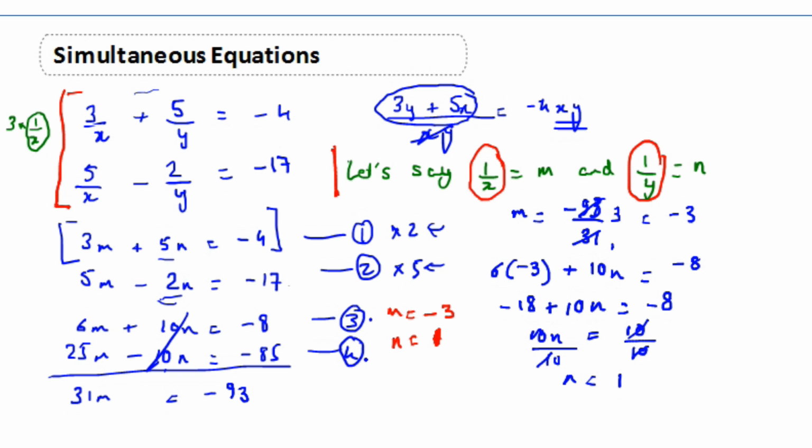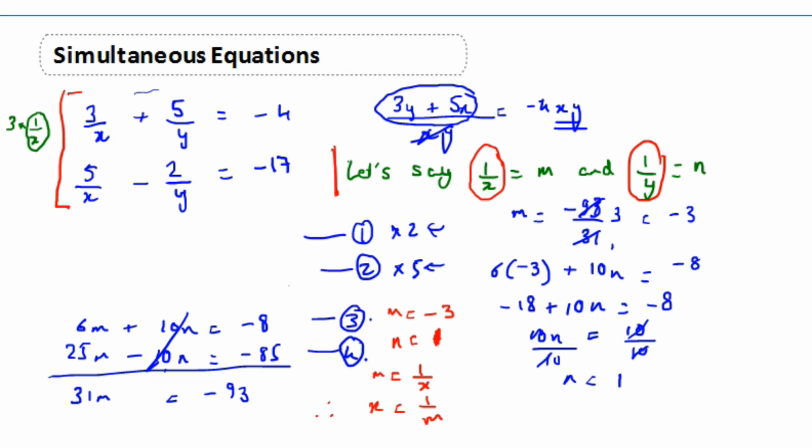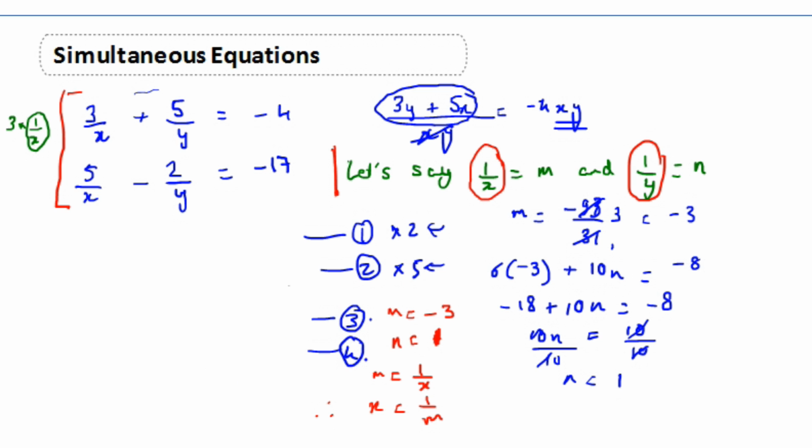So what we are going to do is that, since m is equal to 1 upon x, x is equal to 1 upon m. So if m is negative 3, therefore x is equal to, let me write here. I'm falling a little short of space, but I don't need this actually, I can rub this off. So that gives us the value of x is equal to 1 upon m, but since m was negative 3, therefore x is equal to negative 1 upon 3.